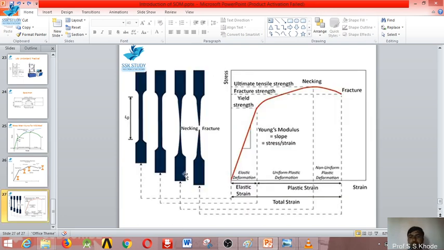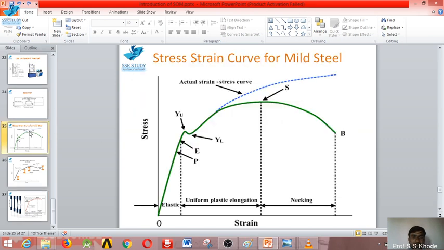This is one more diagram which shows what actually the necking is. Due to the application of load, there will be a gradual decrease in the radius, and at the fracture point, where the necking occurs, that point breaks. So this is all about the stress strain curve for the ductile material.